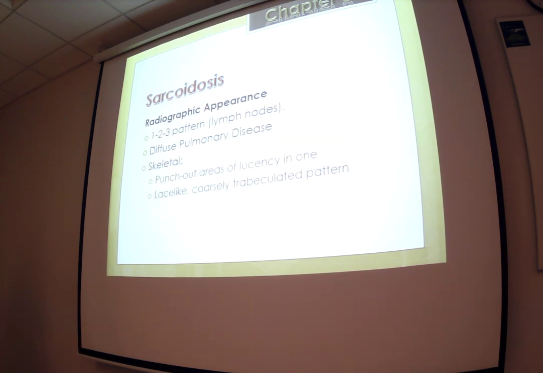Radiographically, about 90% of the time it will affect the thorax. You're going to see a 1, 2, 3 pattern with the lymph nodes. Essentially, you're going to have right hilar, left hilar, and right paratracheal nodal enlargement, or adenopathy. They'll do CT to demonstrate the enlargement of the nodes around the trachea. You can see the cross section. Check that out.